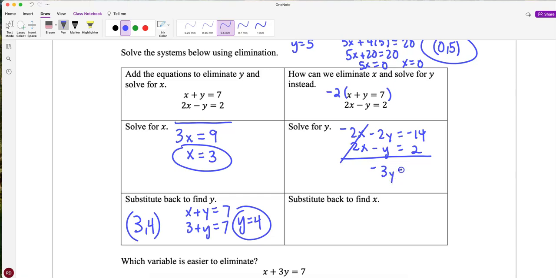Negative 3y equals negative 12. So y is equal to 4. And I know that's right because that's the answer I previously got. So now I would substitute that back into either equation. x plus 4 equals 7, so x is equal to 3. So the solution here is (3, 4).